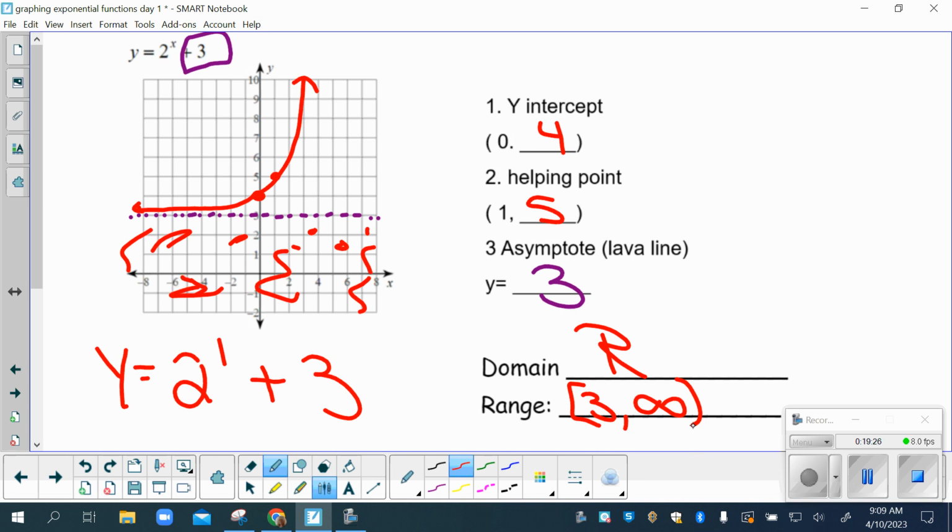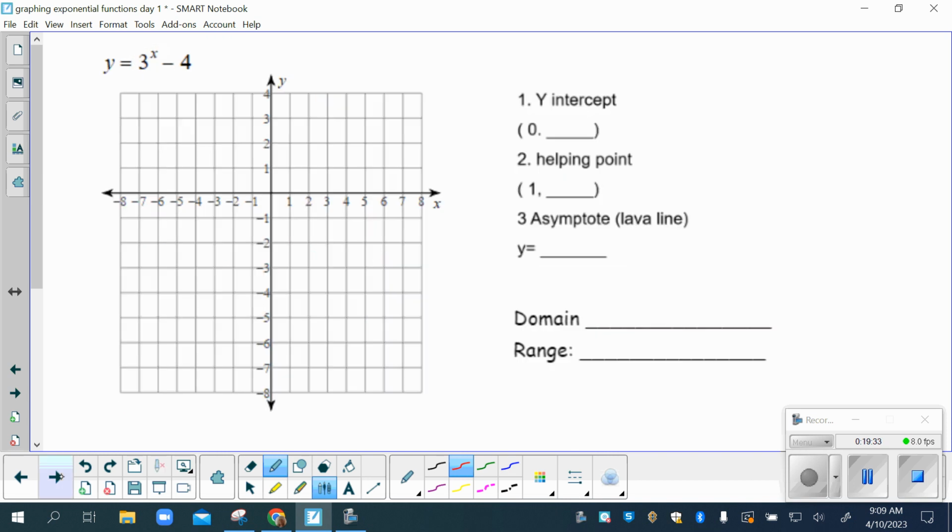That's a crazy looking graph. And you guys did it like nothing. Okay, let's try one together. Let's see how you do. Can you guys give this one a shot?